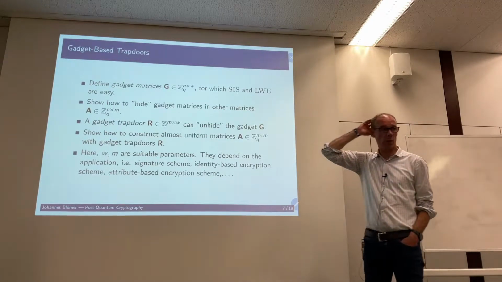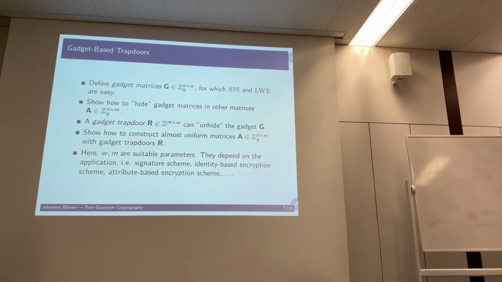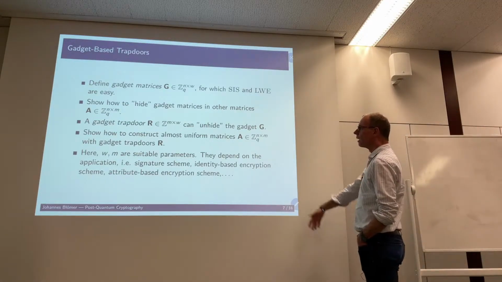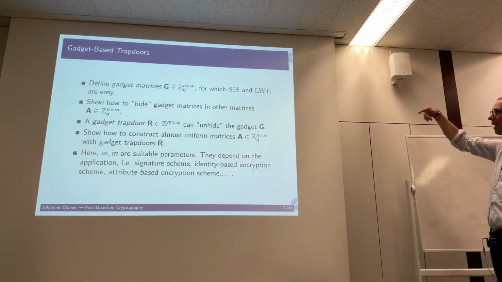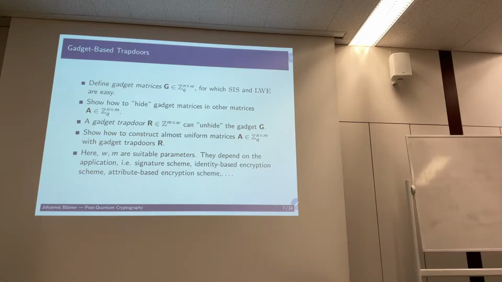The reason why we want almost uniform or uniform matrices is the same as before for the short basis. The A's will become public keys or public parameters in certain cryptographic schemes, and those we usually want to be uniform, so that they do not leak much information to adversaries. There are lots of parameters involved, not just M, N, and W as here, but it turns out that these things are not very difficult. They're actually very elegant.